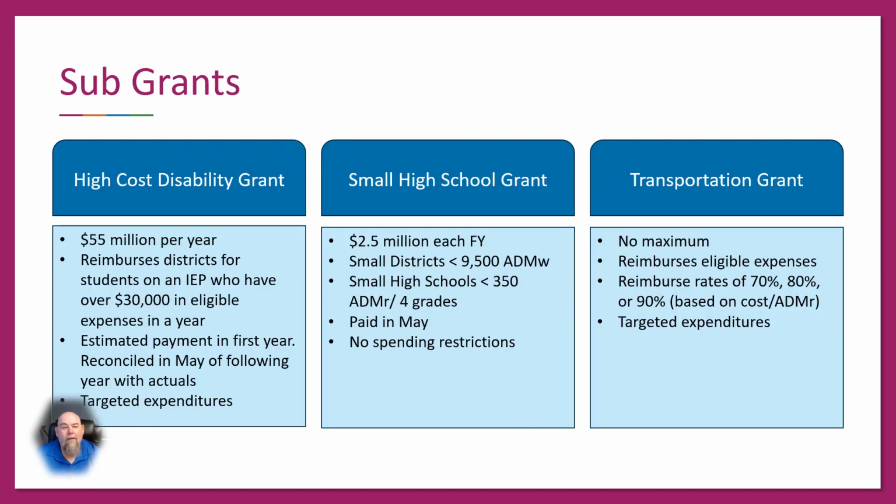Here's a quick rundown of the subgrants. The high-cost disability grant is a $55 million grant that reimburses districts for students on an IEP who have over $30,000 in eligible expenditures. The small high school grant is a $2.5 million grant paid to districts with a small high school that meets certain criteria, and it is an unrestricted grant. And the transportation grant reimburses districts for eligible transportation expenditures. Again, we have another video that goes deep into how these grants operate, so be sure to check those out.